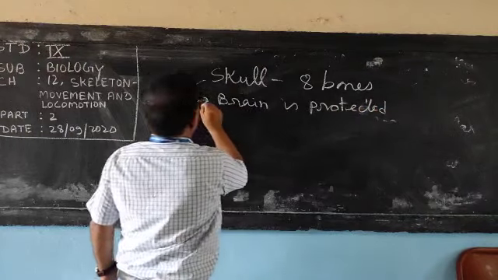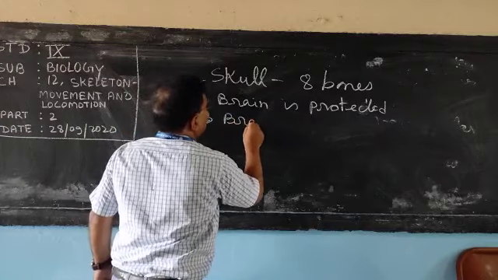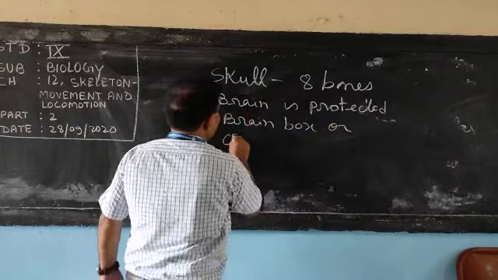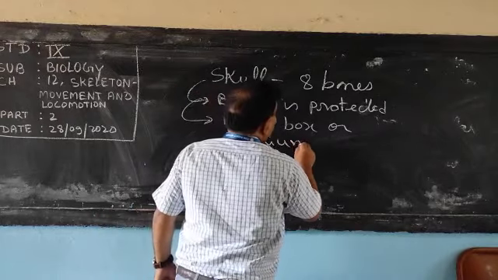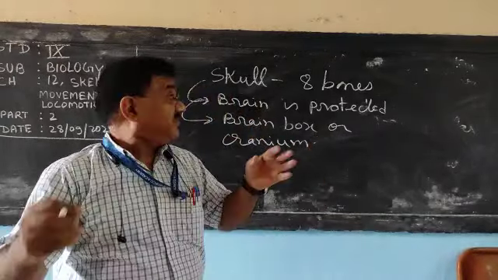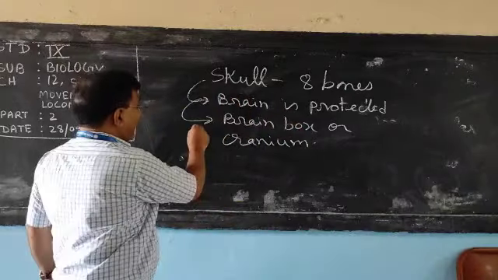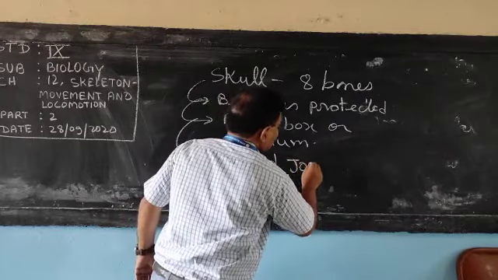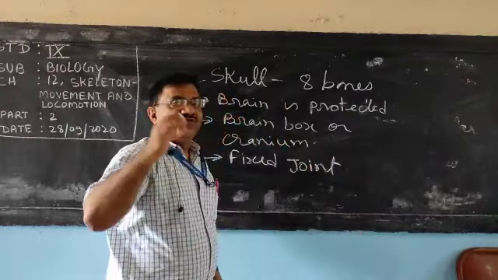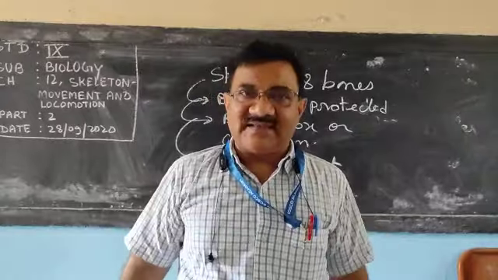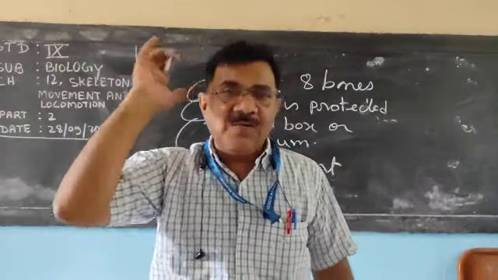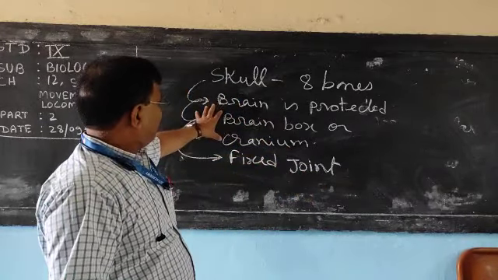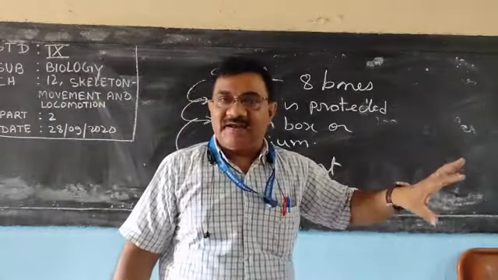So we can call it the brain box or cranium. And these 8 bones are joined by fixed joints. We can't move the bones of the skull. So there are 8 bones in the skull joined by fixed joints, and the function is to protect the brain.